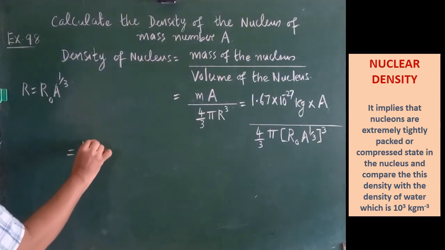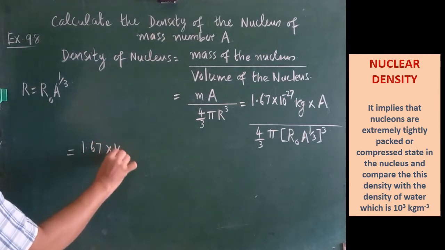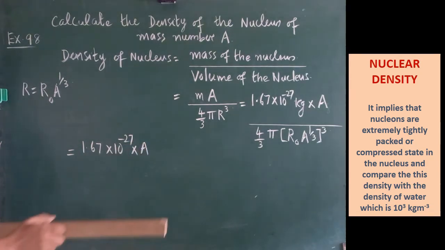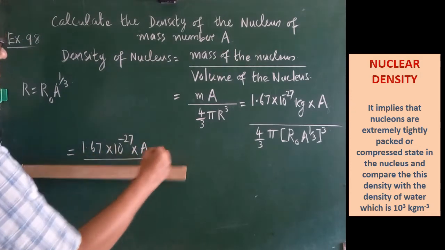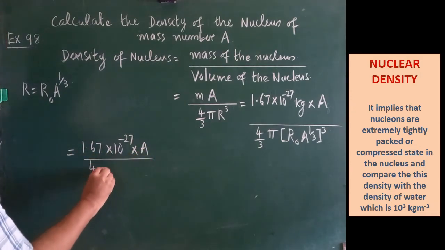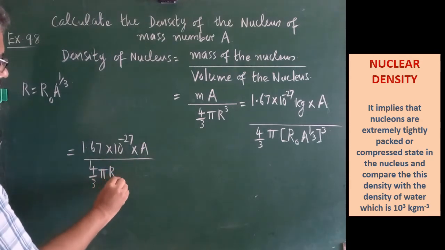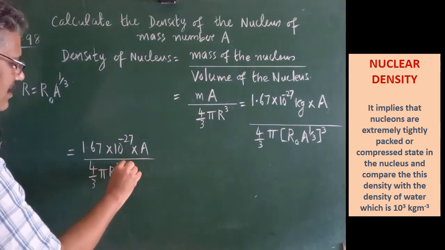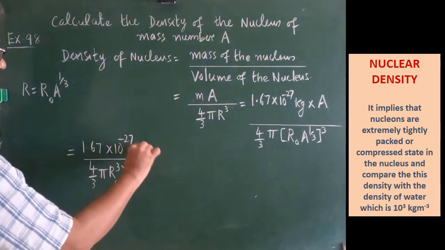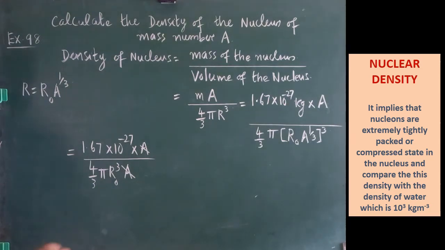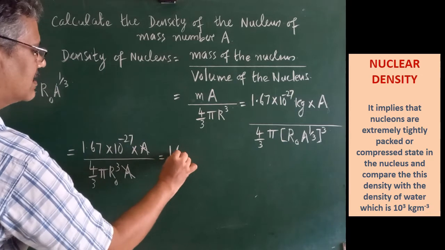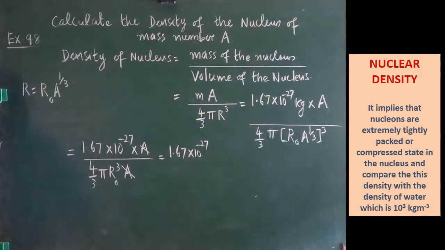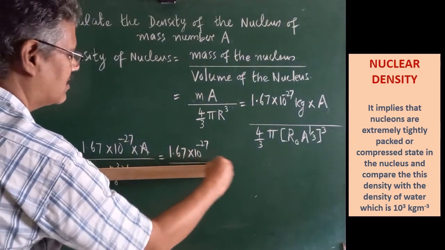Now, in the numerator, 1.67 into 10 to the power of minus 27 into A. In the denominator, 4/3 pi R naught cube, and A power of 1 by 3 whole cubed is written as A. Are you clear? This A can be cancelled. After that, write the rest: 1.67 into 10 to the power of minus 27 divided by the remaining things, which are numerals.